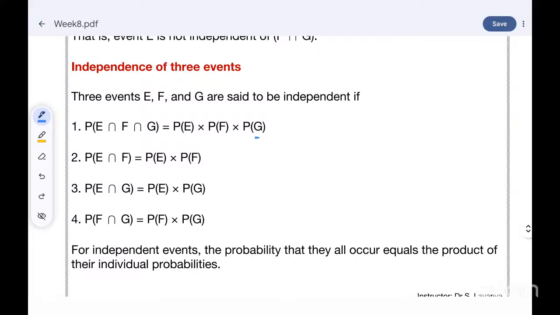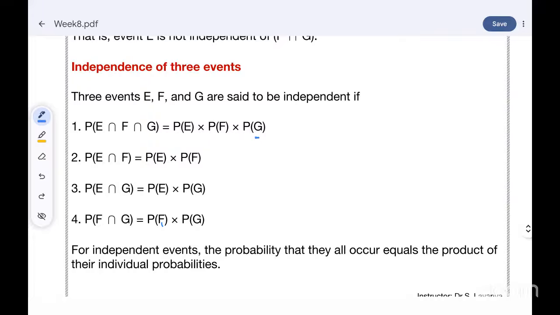So you have all these conditions. E, F, and G are said to be independent if all 4 conditions are satisfied. So P of E intersection F intersection G is, first of all, P of E into P of F into P of G, and all of them should be independent with each other: E and F, E and G, F and G. Then only we can say that E, F, and G are independent. Fine. So in general, for independent events, the probability that all occur equals the product of their individual probabilities.